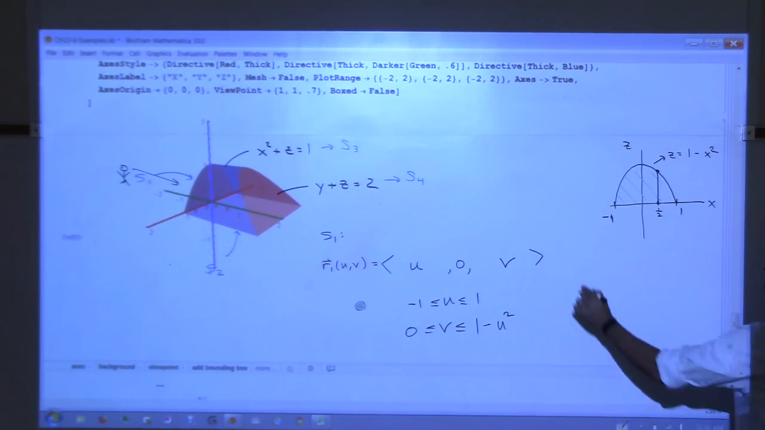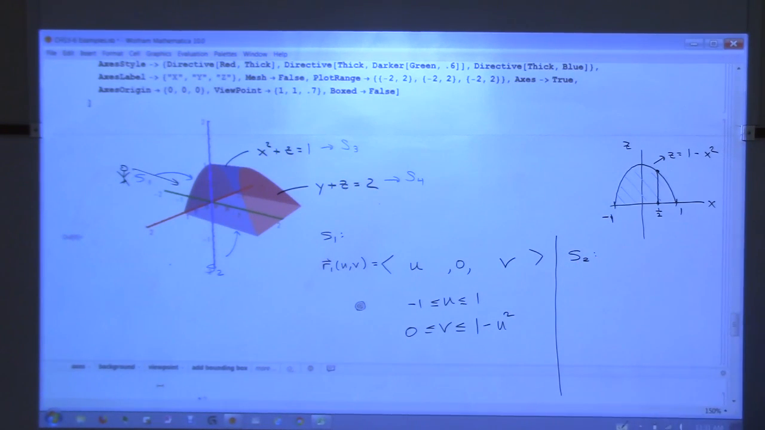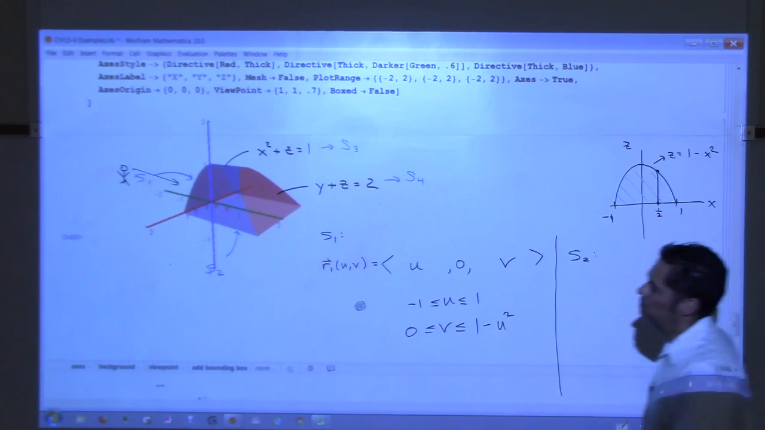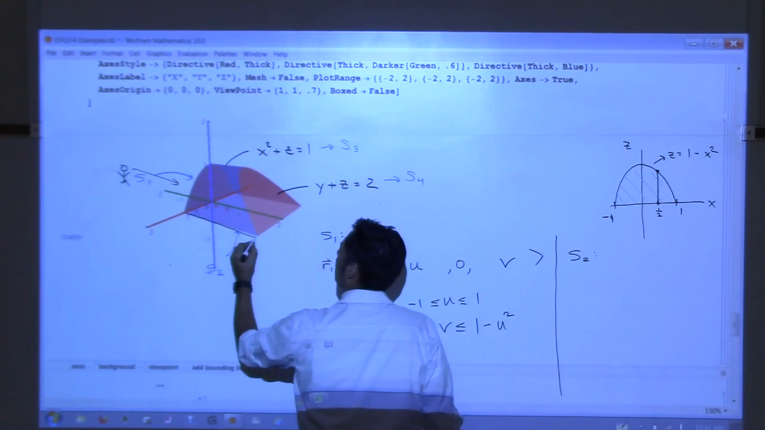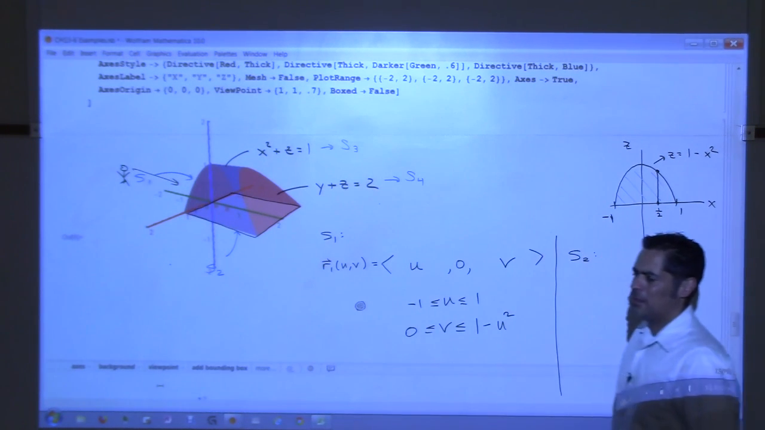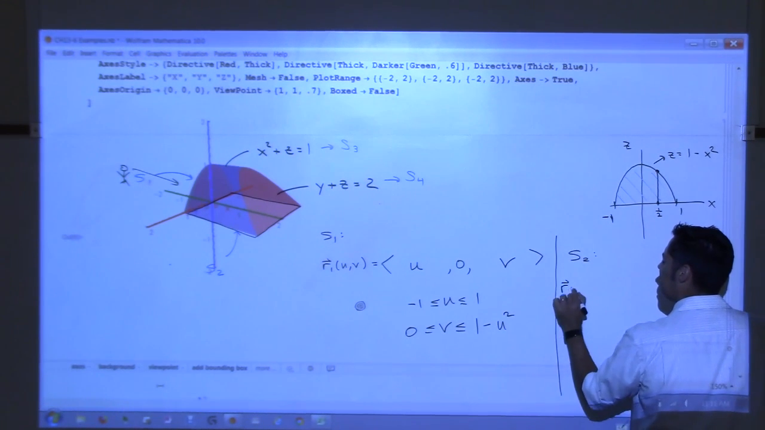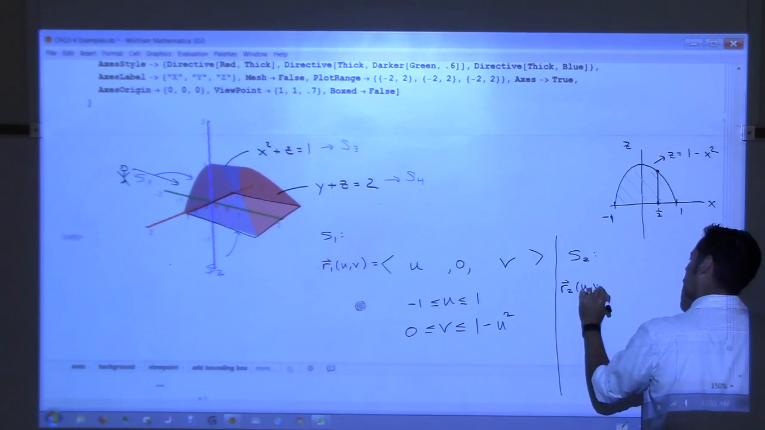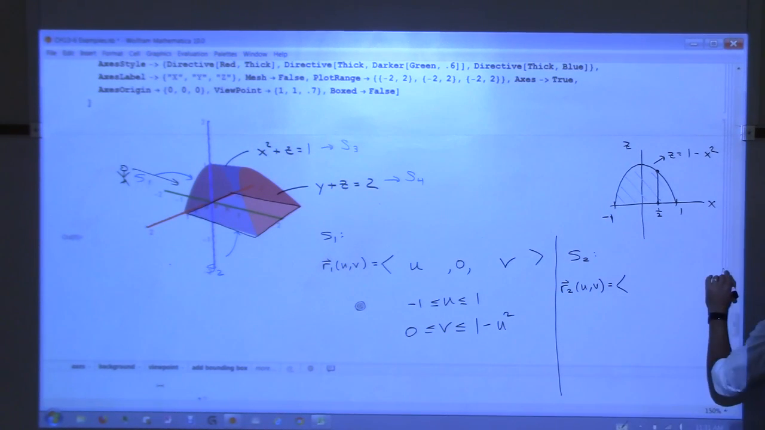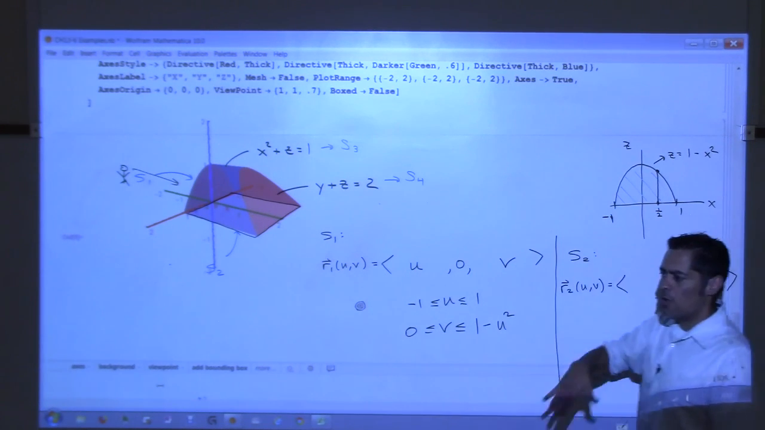Let's go with S2. Now S2, this bottom piece right here, is that just a rectangle? What's always the same on that? Like what's the easy component function for that one? Z, right? Z is always going to be 0, isn't it? If you're on that little flat sheet surface 2, your Z is always 0.